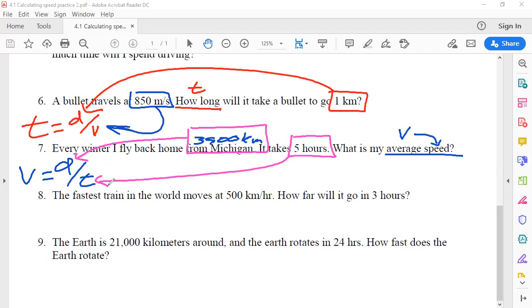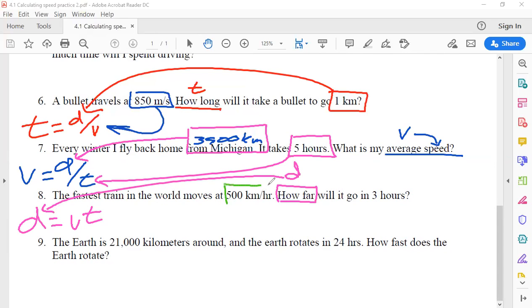Problem number 8 says how far? So step 1 is to decide which equation to use. If it's asking how far, that's an amount of distance. So we're going to use our distance formula. D equals VT. And how far tells us D. And then again, we're just going to grab amounts from the problem.